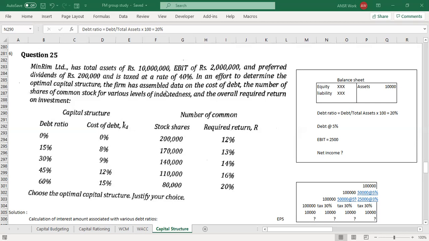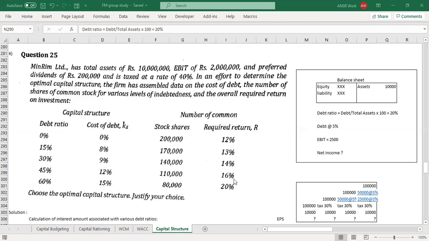100. Yes, 100 lakhs. Just be very clear about that. Don't make many mistakes there. So the debt ratio is given, total assets is given, and EBIT is also given right next to the total assets. If you can see, it's 2 million, which is 20 lakhs. And then we have everything right here to calculate the net income.